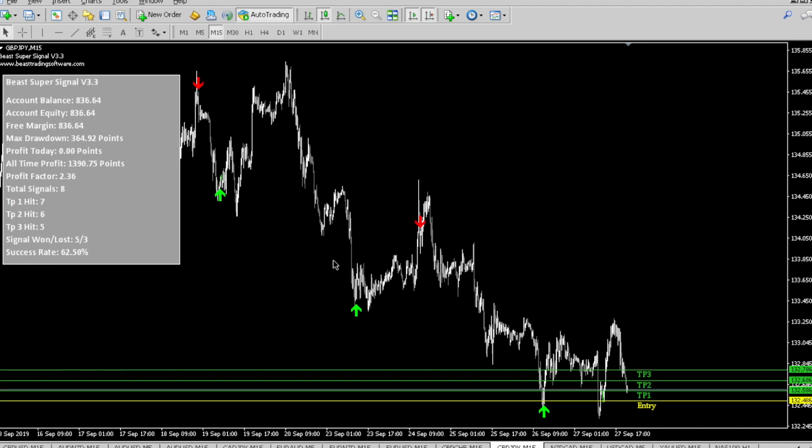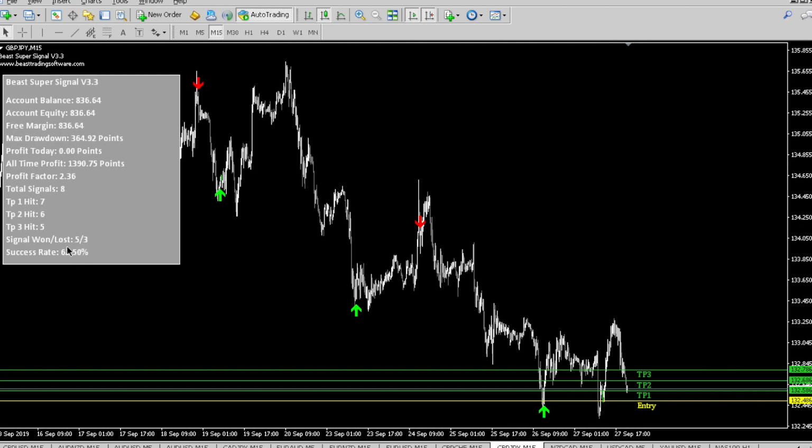The next pair we're looking at is the dragon, the pound yen. This has also been a pretty good pair for us this last week. We got a good sell there, a good buy here, another good buy, another good sell, and another good buy. So overall, in general, a pretty good week on the dragon, totaling 139 pips, a profit factor of 2.36, and a 62% accuracy.